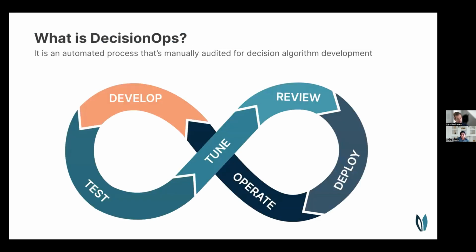We mentioned decision ops as a concept, and NextMove is a decision ops platform. How we think about decision ops is being an automated process that has checkpoints along the way for manually auditing. As you're developing your decision algorithm, it's an automated process and it has little moments along the way where you can check in from a manual perspective as well. It's similar to ML ops, but for optimization. In the ML ops world where you'd be training models, you can see here that we focus on testing, tuning, and reviewing them.